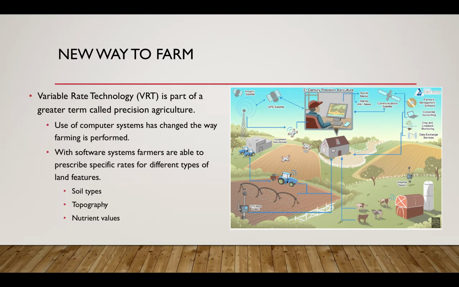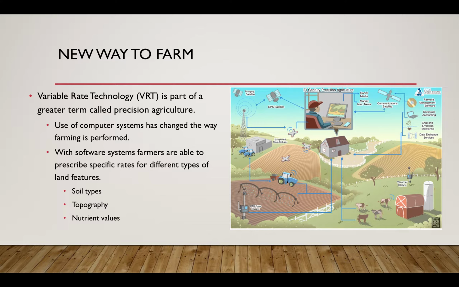So I titled this slide "A New Way to Farm." Variable rate technology, or VRT for short, is a part of this big word called precision agriculture. That's a very popular term these days. Technology controls everything in the world, and it's also become more prevalent in agriculture as well.